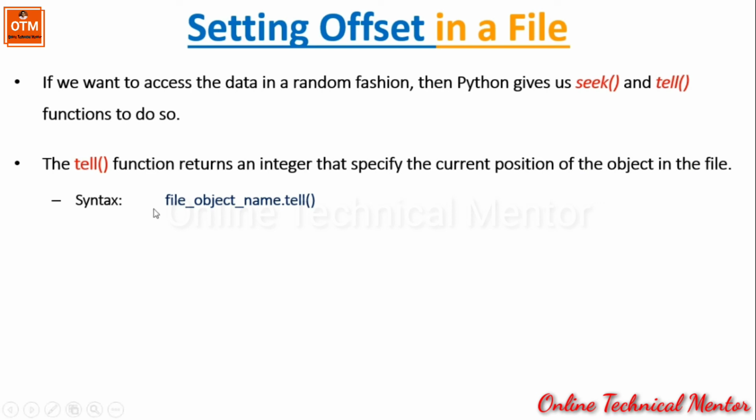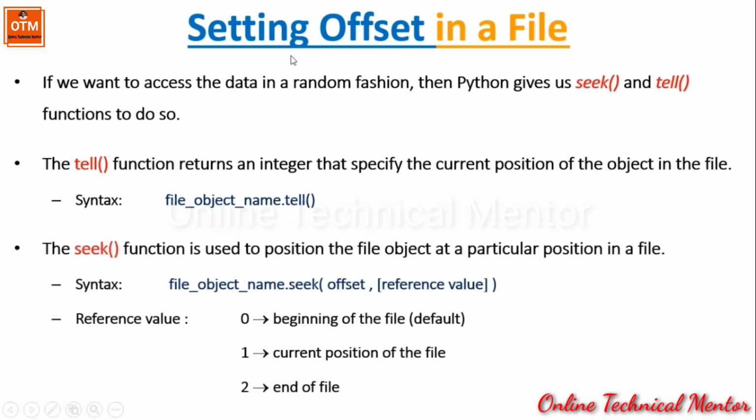So here is the syntax: the file object name dot tell, parentheses open and close. So you can find out the current position in a file by using the tell function. And what about the seek function? A seek function is used to position the file object at a particular position in a file. When you need to position the file pointer at some particular position within the file, we require this seek function.